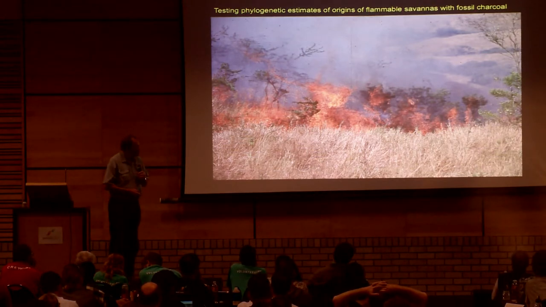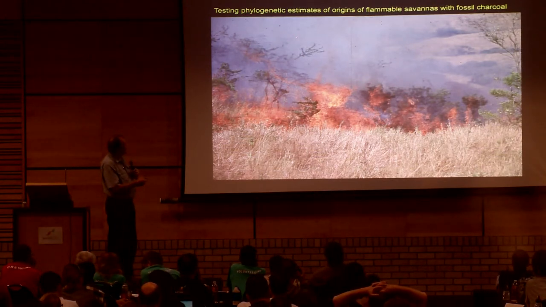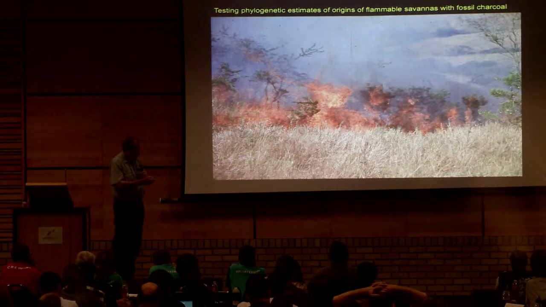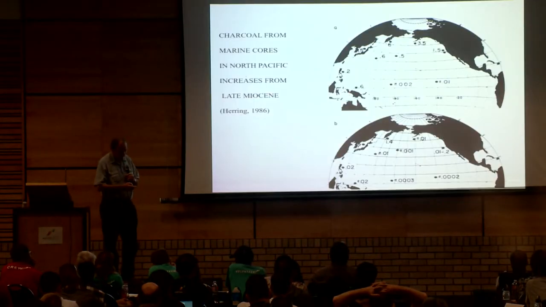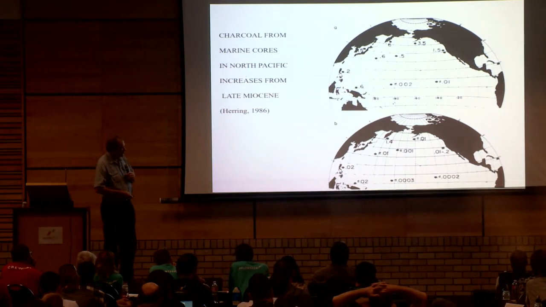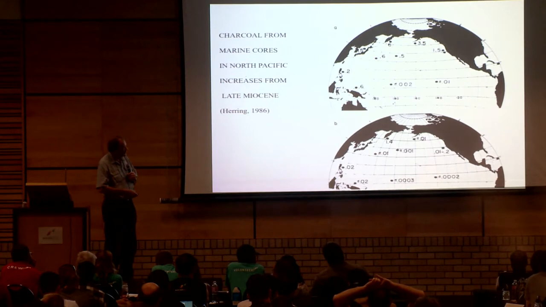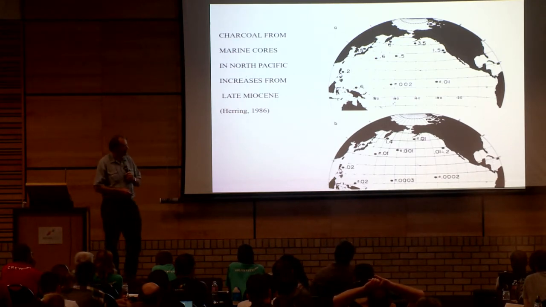Can you validate these things? Well, when you get fires, you can see all this smutty stuff. That's not fungus on the slide. It's actually charcoal blowing up in the wind, and it drifts across, gets dumped in the ocean, and ocean drilling programs can pick up the charcoal flux. This is a charcoal flux from 10 million years ago, and these are the same sites 1 million years ago. Just look at those changes, orders of magnitude change in the charcoal flux, representing a huge increase in global biomass burning.